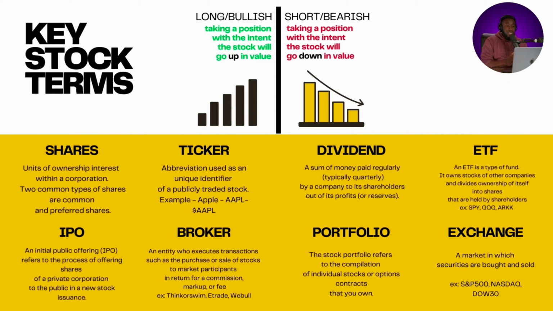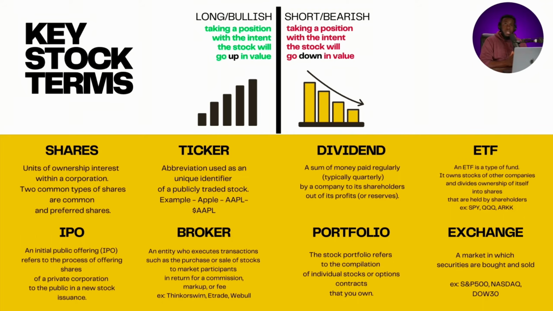Okay, a broker is an entity who executes transactions such as the purchase or sale of stocks to market participants, in return for a commission. So a brokerage that we use is TD Ameritrade. TD Ameritrade is essentially the entity that is given the right to either purchase or sell stocks on my behalf or another person's behalf. Like I said, the recommended choice of brokerage through Option Snipers University would be Thinkorswim.